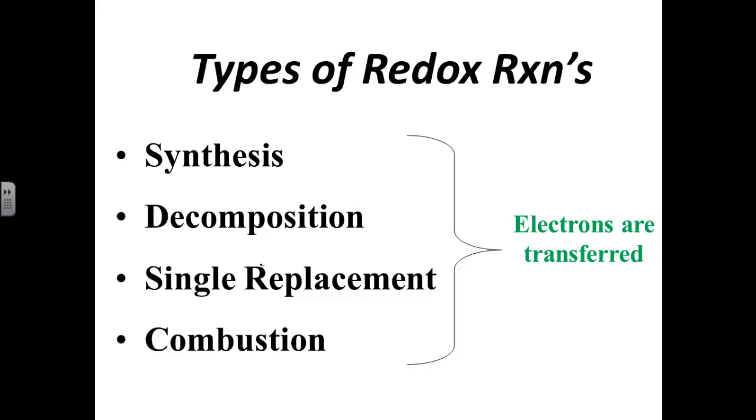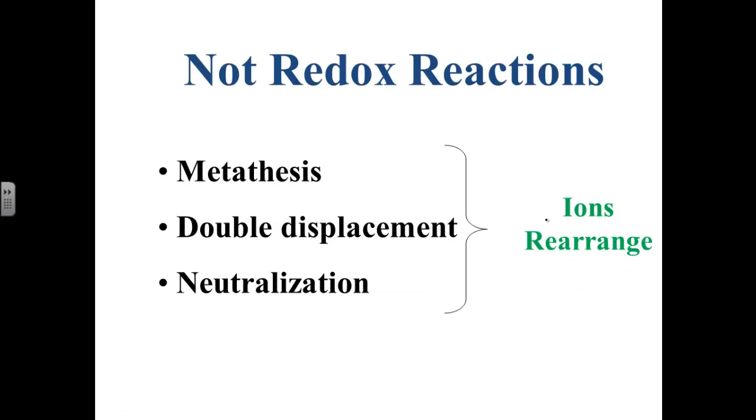Now, we've talked a little bit about types of redox reactions. In any synthesis, decomposition, single replacement, or combustion, electrons are being transferred. We didn't really focus on this much until the end of last year, but in any one of these, electrons are being transferred in some way, shape, or form. That does not leave us with many non-redox reactions. You've got your metathesis reactions, your double displacement or double replacement, and neutralization, which really is just some type of ion rearrangement. If you just have ion rearrangement, it's not redox; otherwise it's going to be electron transfer.